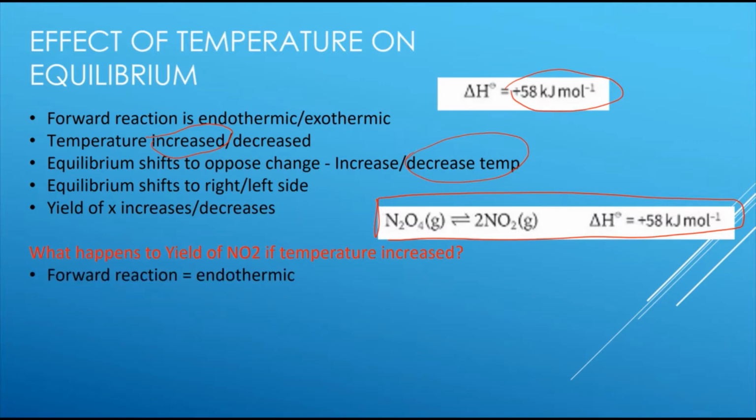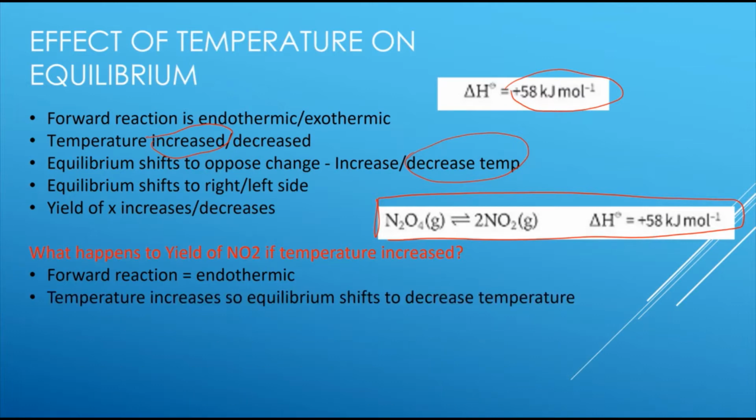So I will start off by saying that the forward reaction is endothermic, as it has a plus sign with the enthalpy change. Then I would say that the temperature increases, as it's mentioned in the question. So temperature increases, so equilibrium would shift to decrease temperature. So the equilibrium shifts to oppose that change, and by opposing that change, it should be decreasing the temperature. And then I can say that the equilibrium shifts to the right side, because obviously if you're increasing the temperature, this would be moving the equilibrium towards the exothermic direction. So this would be moving it towards the backward direction.